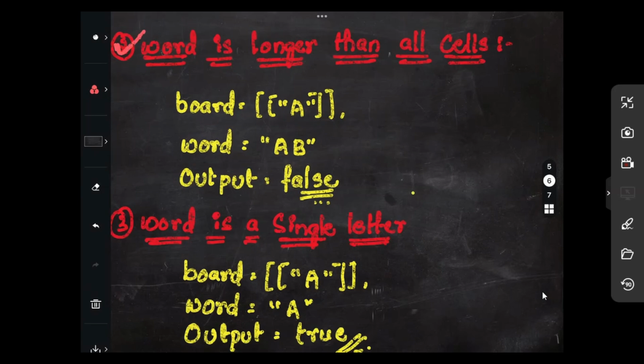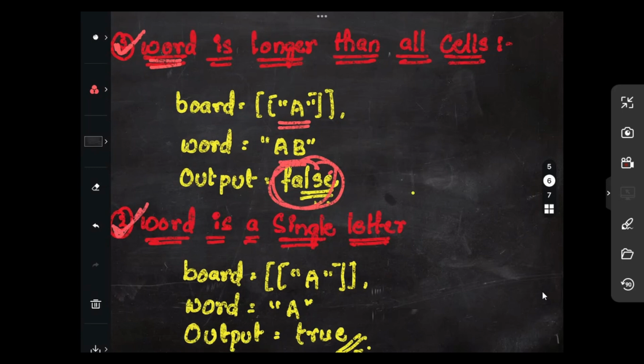So let's come to the second edge case. Word is longer than all the cells. Here in this case the word is AB, but we have only A in the board, then we have to return false, right? So the word is longer than all the cells here. In this case we have to return false, meaning there are not enough letters in the board to form the word.